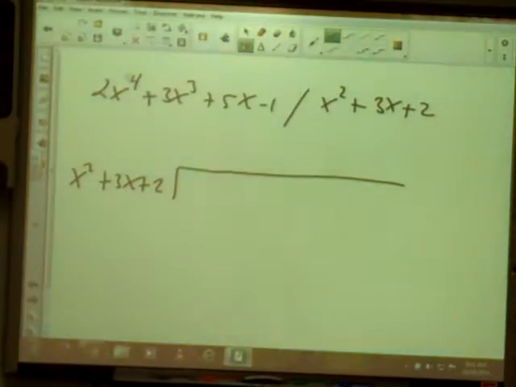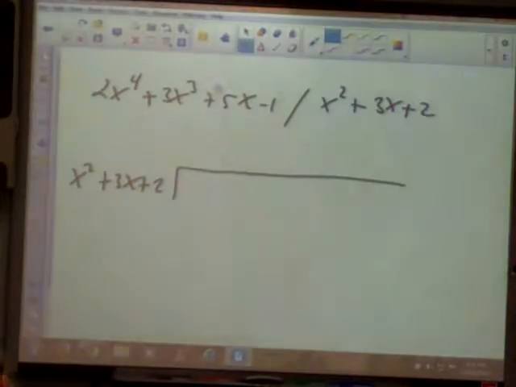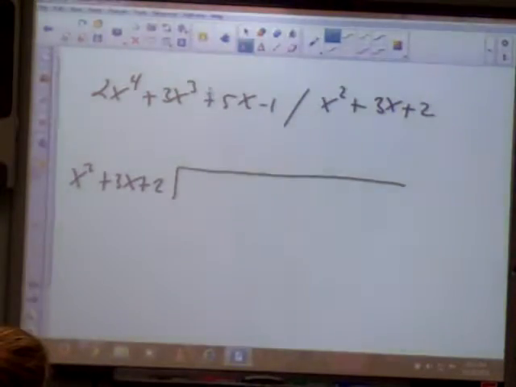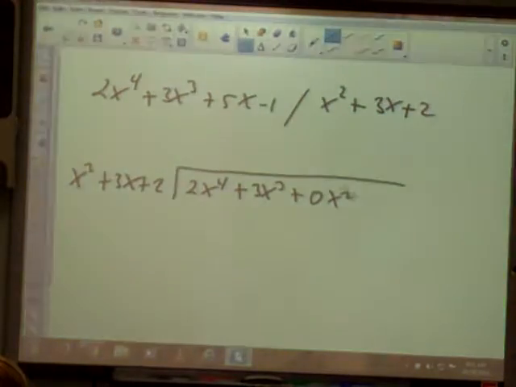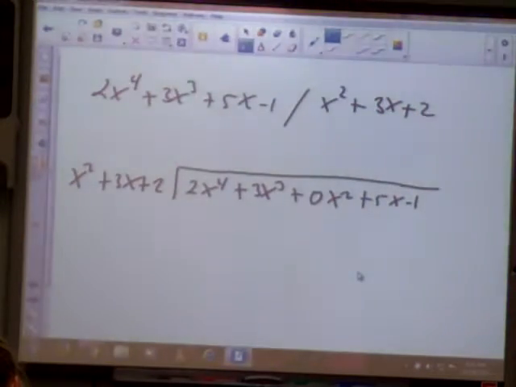Inside the box, I've got 4, 3. There's nothing to the second power in there, is there? So when I write that inside the box, I've got to include a 0x to the second power. Okay, so here we go. 2x to the 4th plus 3x cubed plus 0x squared plus 5x and then minus 1. Sometimes you'll have to put those zeros in if you don't have every power. Don't forget that.